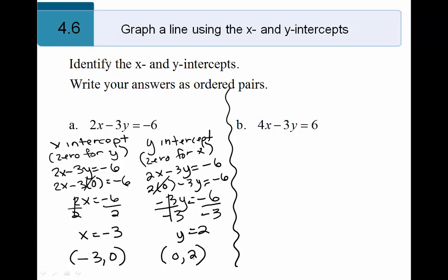4x minus 3y equals 6. Now notice in this one, 4 does not divide 6 evenly. 3 does, but 4 doesn't. So we're going to have a fraction in our answer here. It wouldn't be real fun graphing it, but we can still find the x and y intercepts. So let's find my x-intercept. I'm trying to save some room here.